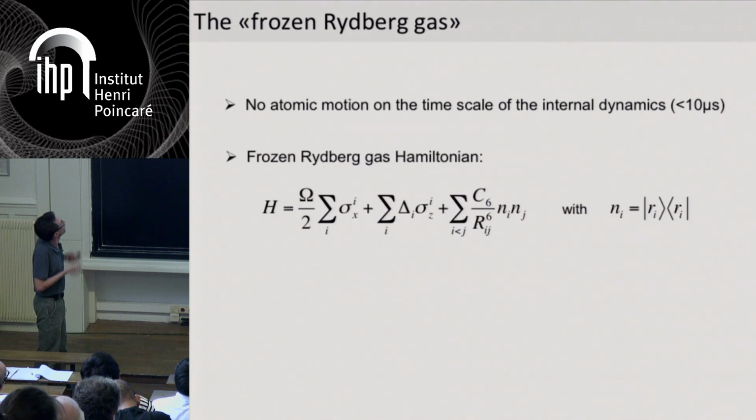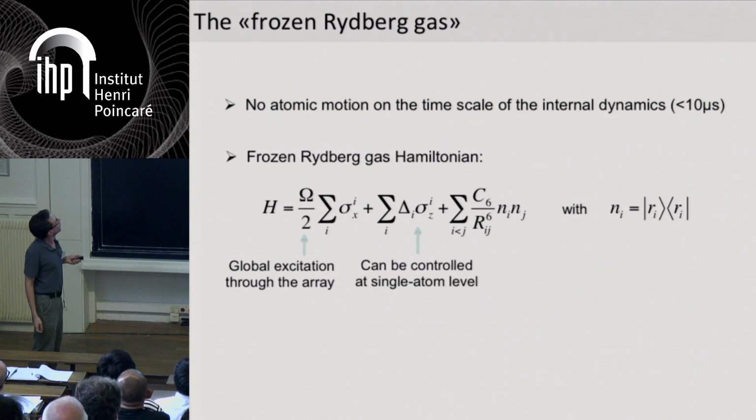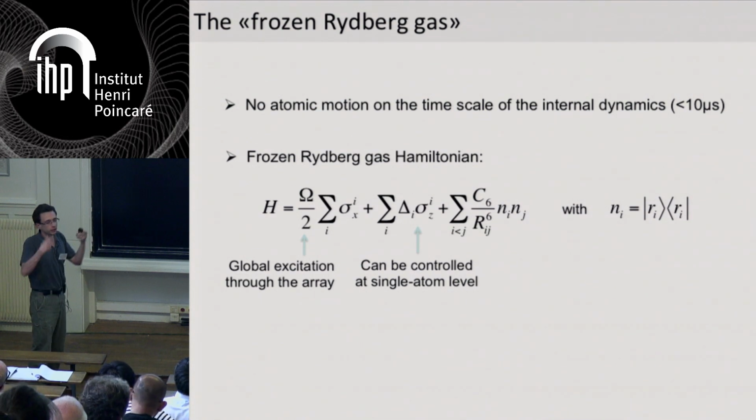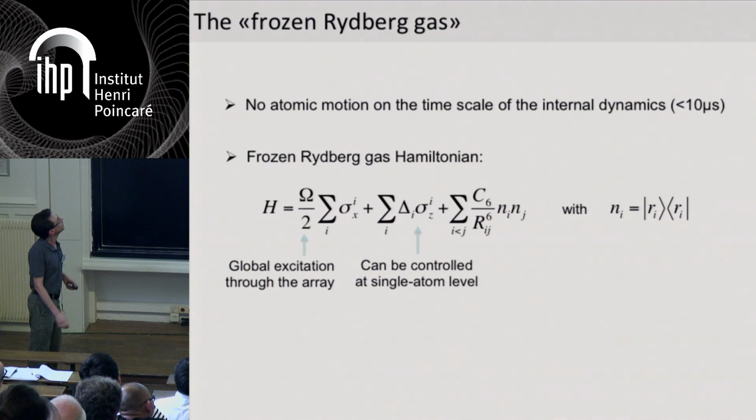And we are left with what was again introduced before by Jean-Michel, which is a frozen Rydberg gas Hamiltonian, where we have only 3 relevant terms in our case. First, the global driving between the ground and Rydberg states with the lasers, which can be changed globally by changing the laser intensity. Then the detuning of the Rydberg lasers with respect to the transition frequency of the atoms, which can be, in principle, controlled at the single atom level by inducing extra light shift on individual atoms.